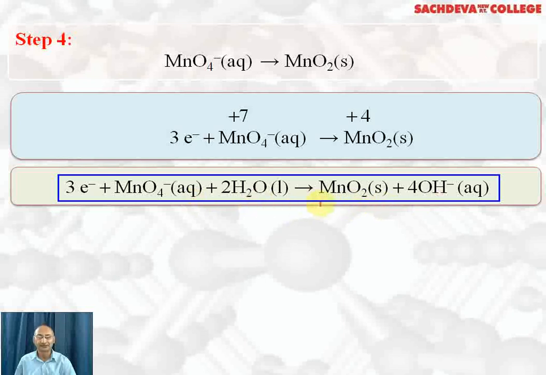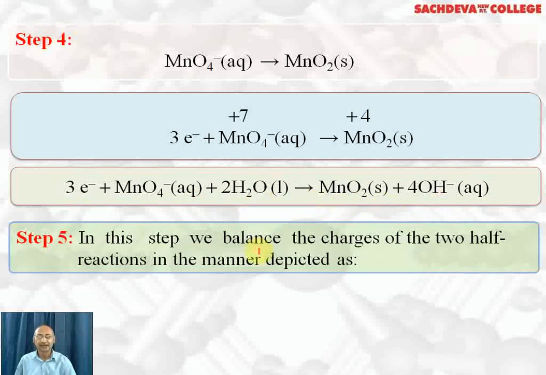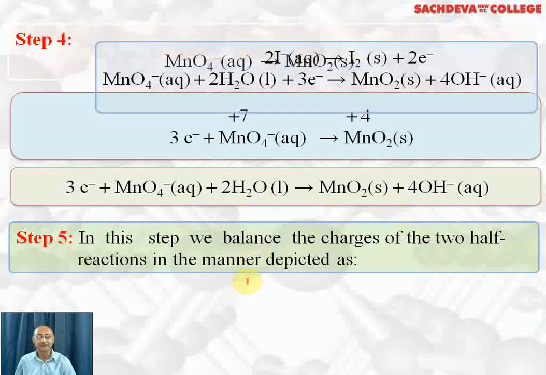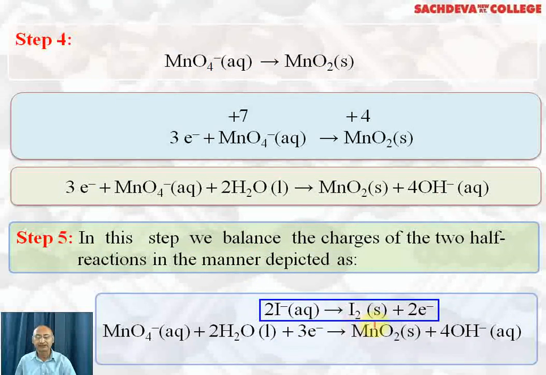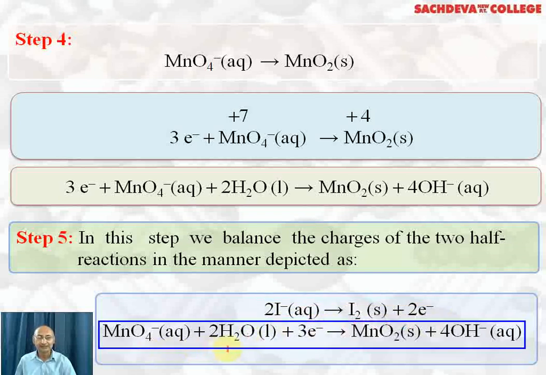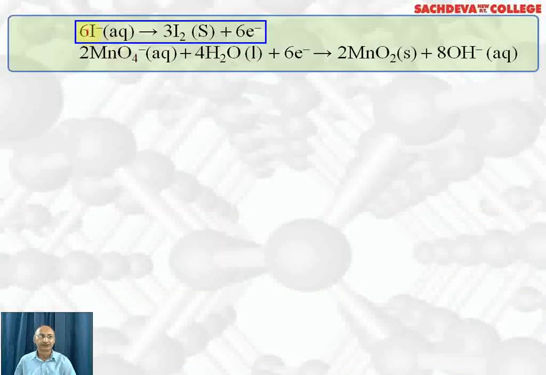Manganese is already balanced. Now we balance the charges of the 2 half reactions in the manner shown below. 2 iodide ion is equal to iodine solid plus 2 electrons. 2 negative charge was there on this side, so we have added 2 electrons. Permanganate ion plus 2 water liquid plus 3 electrons gives you MnO2 solid plus 4 OH ions. Now we have to balance the number of electrons gained and lost. Here there are 2, here there are 3, so we multiply this equation by 3 and this equation by 2 so that electrons are cancelled. 6 iodide ion gives you 3 iodine solid plus 6 electrons.